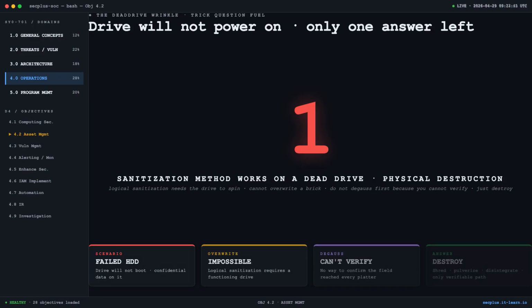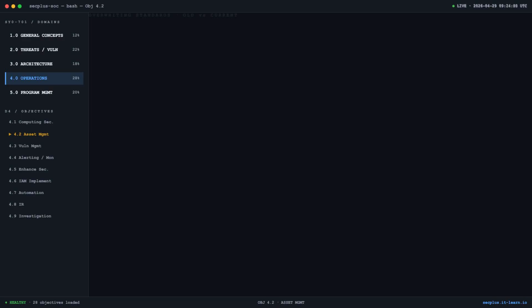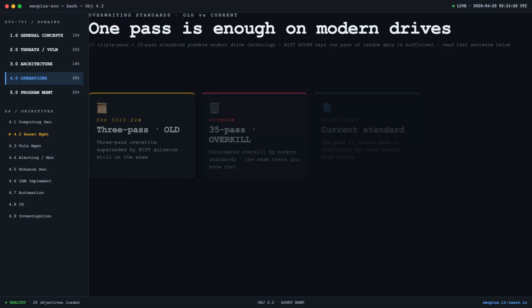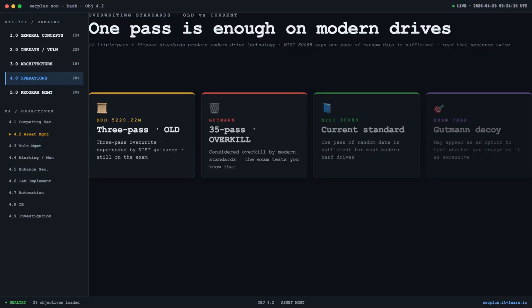The exam may phrase this as a hardware failure scenario. Overwriting in detail, old standards: DOD 5220.22M, 3-pass overwrite. Even older, Gutmann method, 35 passes, considered overkill by modern standards, and you will see it described that way. Current NIST guidance, SP 800-88, 1 pass of random data is sufficient for most modern hard drives. Read that sentence twice. 1 pass. The triple pass and 35 pass standards predate modern drive technology. The exam may give you Gutmann as an option to test whether you know it is excessive.